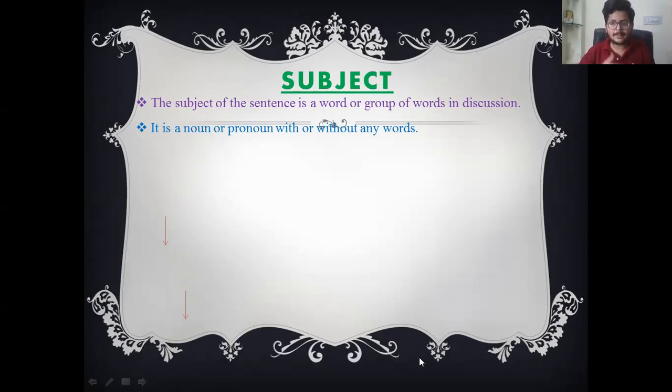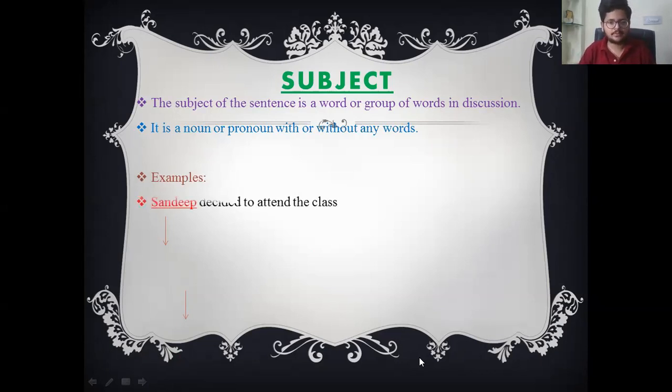So if I sum up in total, what is the subject of the sentence? The subject of the sentence is a part of the sentence which tells us what the sentence is about. So the part of the sentence that tells us what the sentence is about is called the subject of the sentence. Okay? Like, see the examples here.